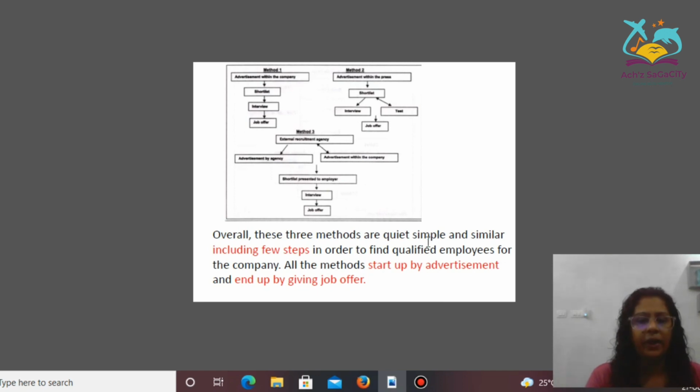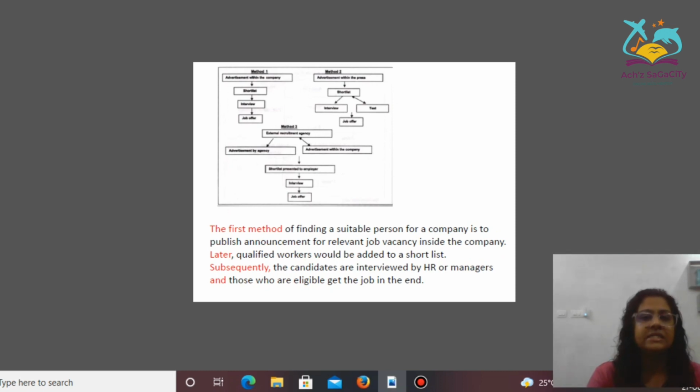These three methods are quite simple and similar, including few steps in order to find qualified employees for the company. All the methods start up by advertising. In all the methods they are mentioning about advertisement. So start up by advertisement and end up by giving job offer. So that's about the first and the last stage. So here also you need to mention about the total steps and also about the first and last step.